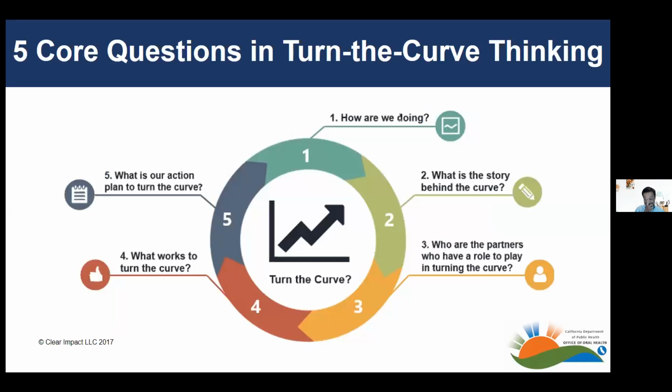And then when we do look at the scorecards, and again, we are gonna ask, how are we doing? What's the story behind the curve? Who are the partners that have a role to play in turning the curve? What works to turn the curve? And what ultimately is our action plan for turning that curve?